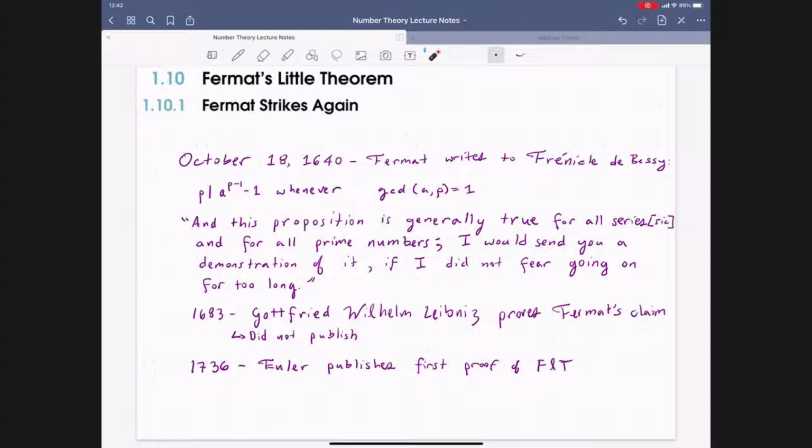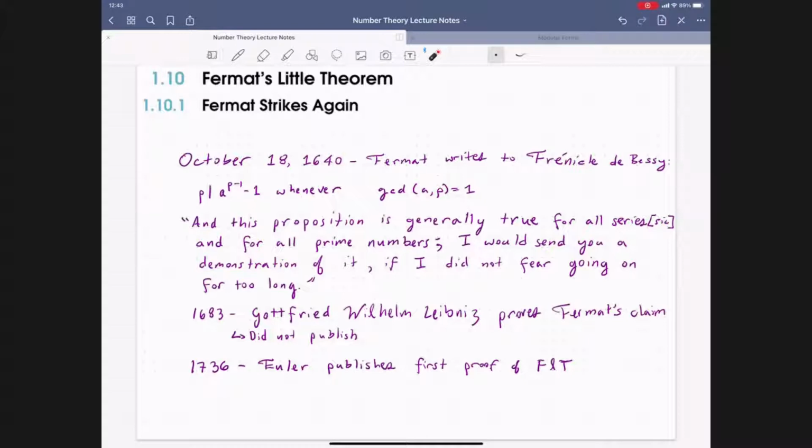Thankfully, with Fermat's little theorem, it did not take too long, but it still did take 43 years before a proof was established. De Vesey was informed about this in the late 1640s. He corresponded with other mathematicians, inquired if they had an idea of how to prove this statement, and no one was able to prove it. And so finally, in 1683, Leibniz actually proved Fermat's little theorem, and we will be seeing his proof momentarily.